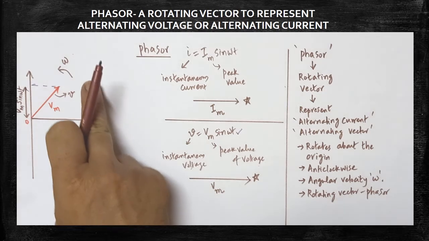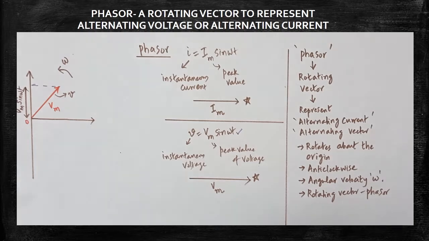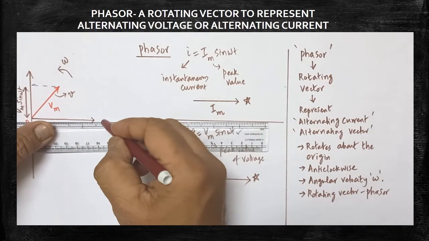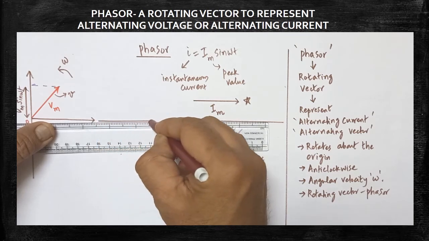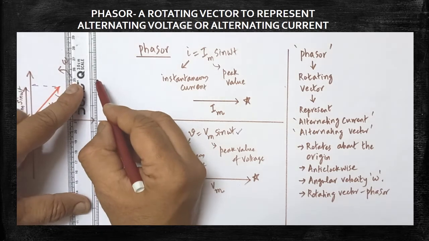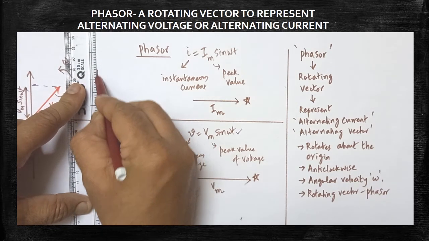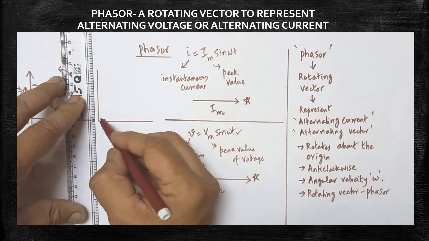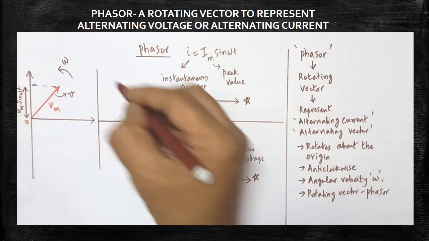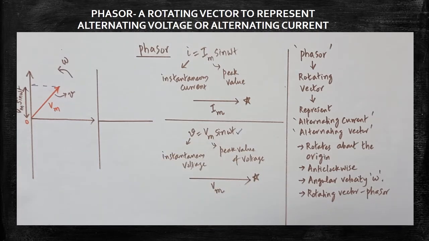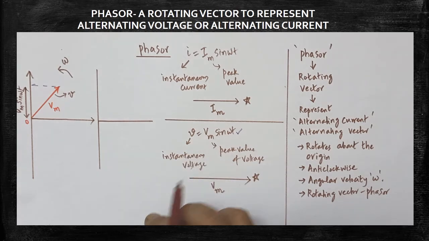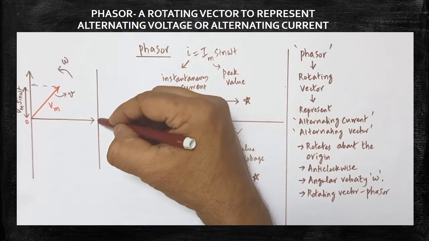Now nearby, I am going to draw the sinusoidal form of the voltage. Nearby I am going to draw another graph. We know very well that alternating current is sinusoidal in nature. So here I am going to draw the sinusoidal shape of the instantaneous voltage. Now I am going to draw the sine wave.